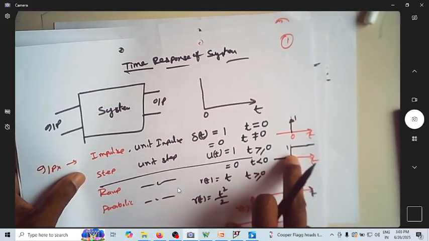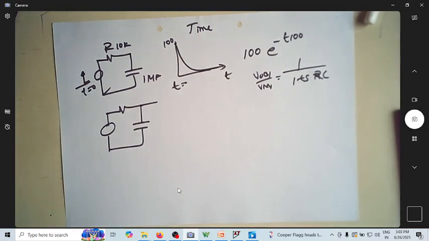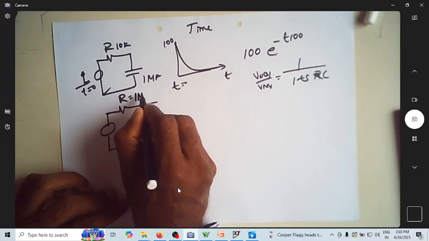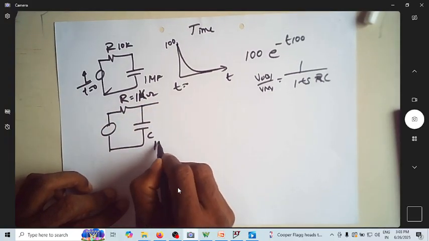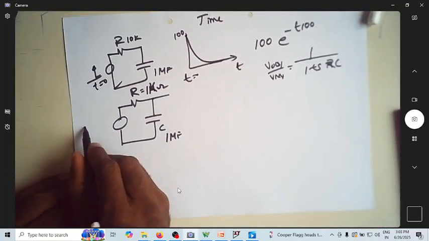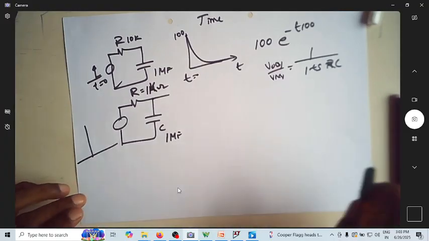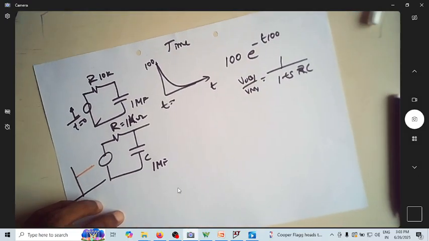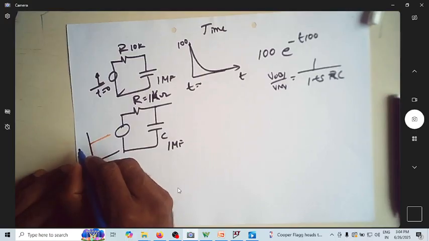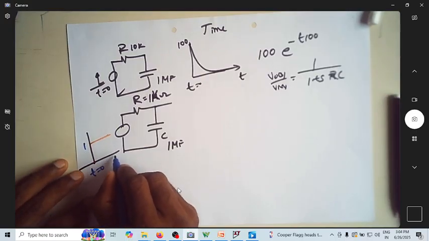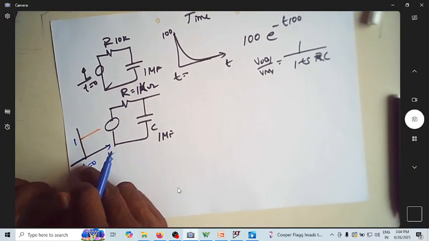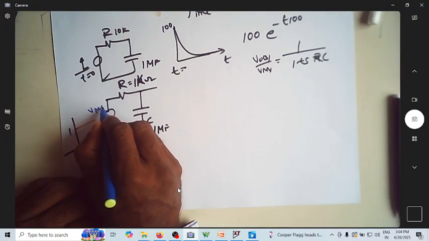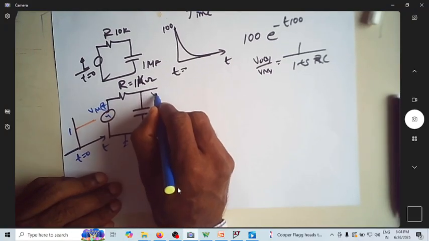Now if I give a step input something like this, how is the response of the system? For RC, let us again take R as 1 kilo ohm and C as 1 microfarad. Let me apply an input which is something like this. This is my input. So this has an input of 1 at t equal to 0 and greater than that, and it is 0 for values of t less than 0. So this is v in of t and this is v naught of t.